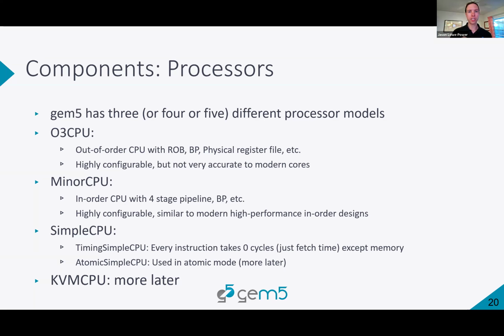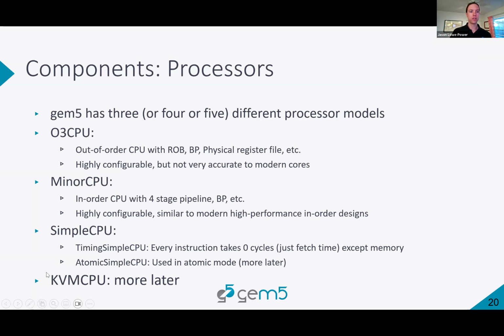Then we have the simple CPUs, of which there are 2 different types. The timing simple CPU: in this case, every instruction takes 0 cycles. It just takes however long it takes to fetch the instruction from the iCache, except memory instructions, which take whatever latency goes to memory. And then we have the atomic simple CPU as well, which can be used for fast forwarding. We'll talk about that a little bit more later. And then the other CPU model we have is what we call the KVM CPU, and I'll also talk more about that later.